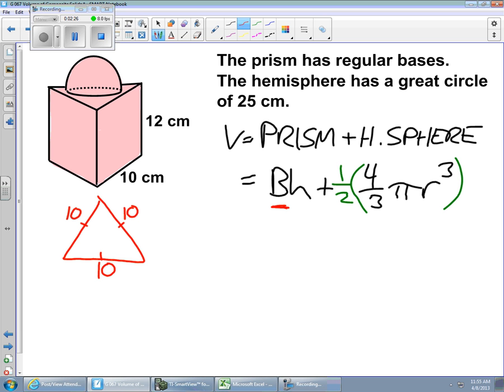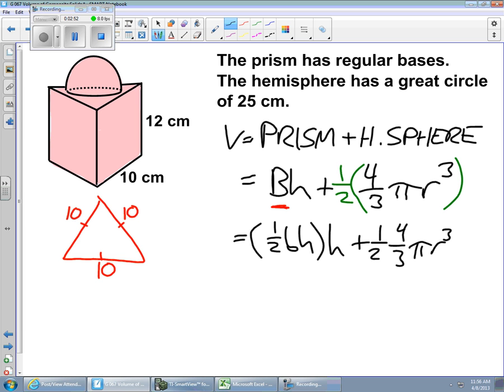In order to find the area of this base, our base is a triangle, so we basically need 1/2 times base times height. That's our formula for the area of a triangle. And then the rest of this is unchanged for the moment. The base and the height of the triangle, and that brought us to a little bit of a problem. We did not know the height of this base.